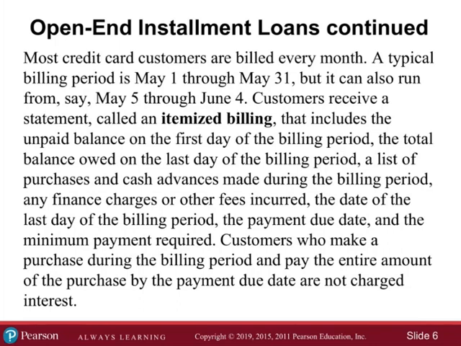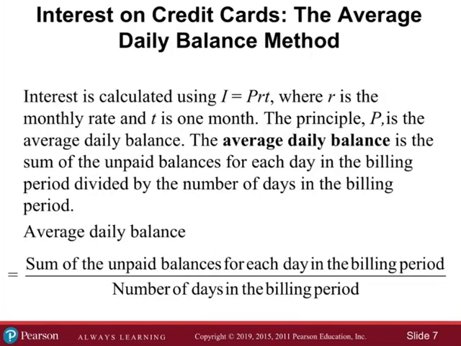the billing period, the total balance owed on the last day of the billing period, a list of purchases and cash advances made during the billing period, any finance charges or other fees incurred, the date of the last day of the billing period, the payment due date, and the minimum payment required. Customers who make a purchase during the billing period and pay the entire amount of the purchase by the payment due date are not charged interest. Okay, I feel like that's fairly straightforward.